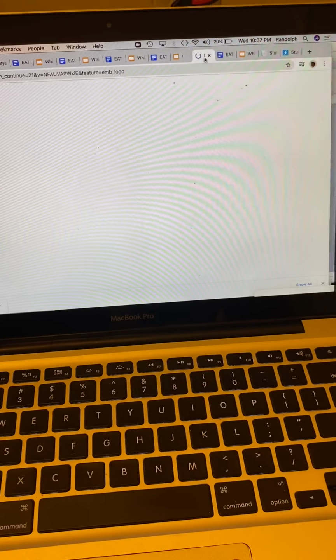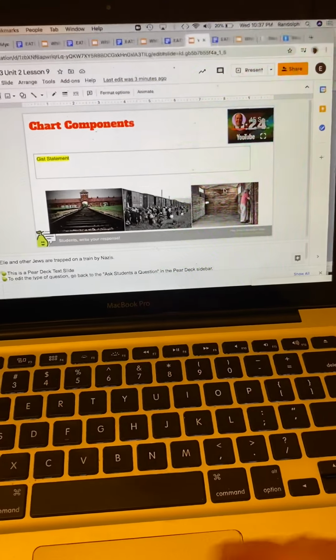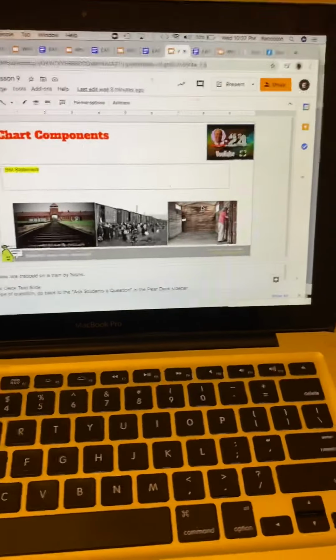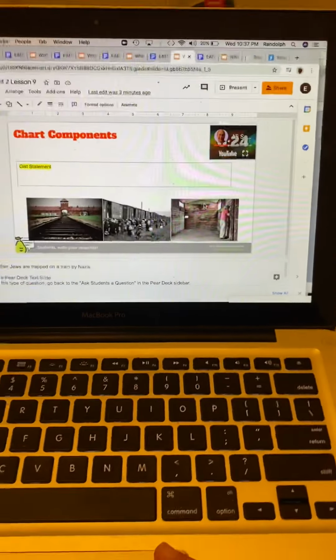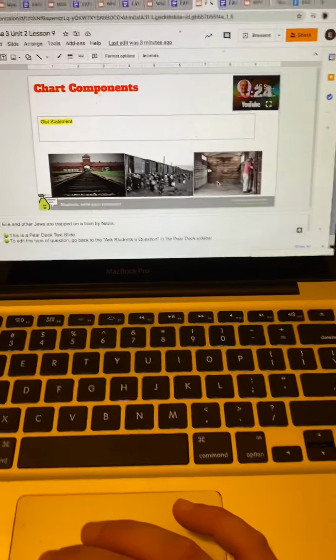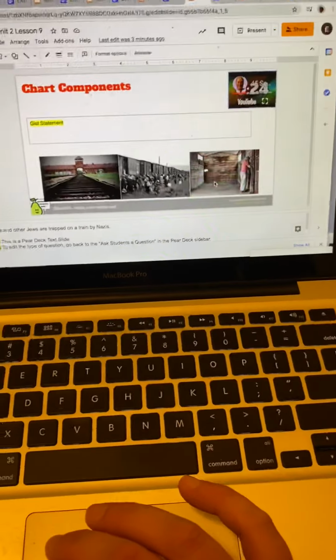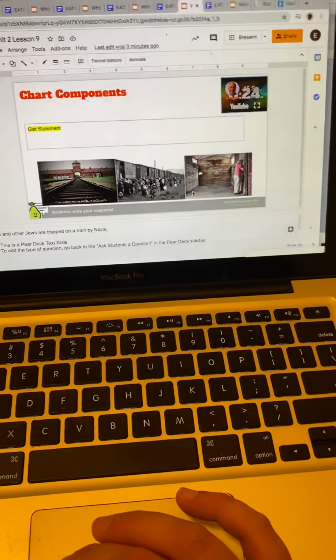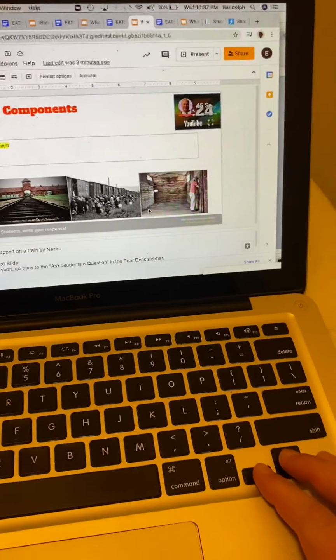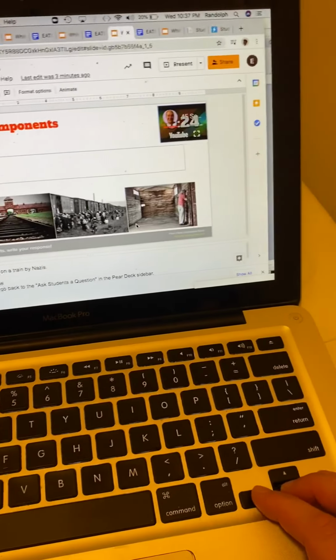So I'm going to share with you one of the gist statements that was given by a classmate. So Ellie and other Jews are trapped on a train by Nazis. So that is an example of a gist statement from today's reading.